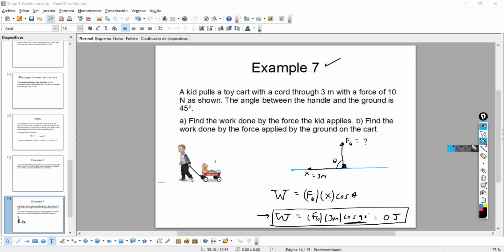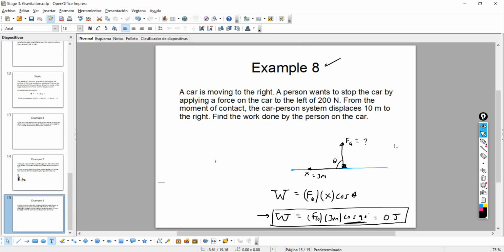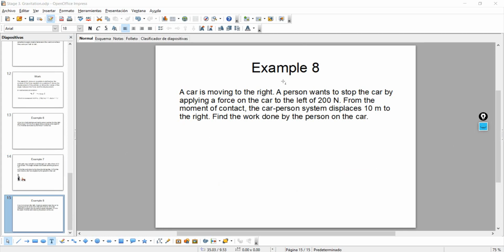Now example number 8, let's solve it live. Let's stop the lesson right there, guys, and we're going to work through this example in a moment with me. So that's it, guys.